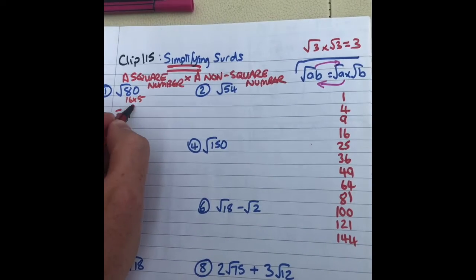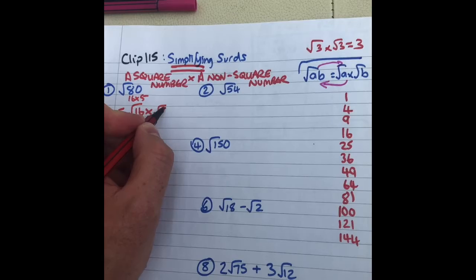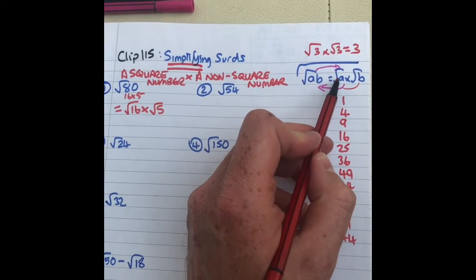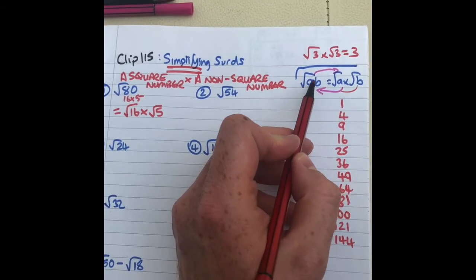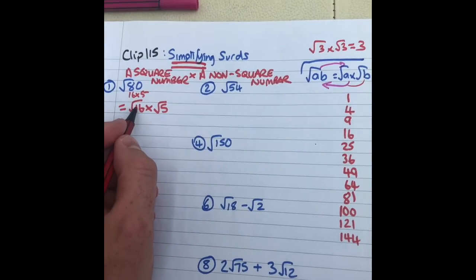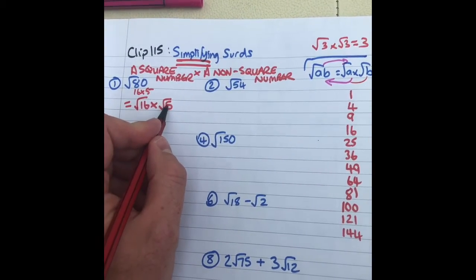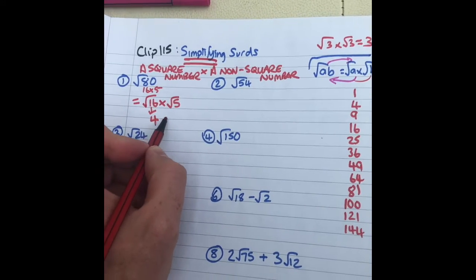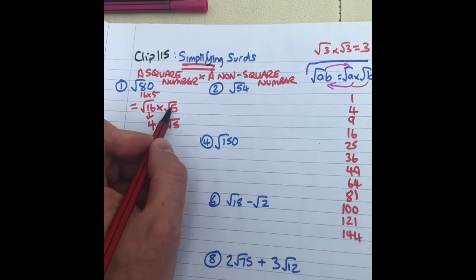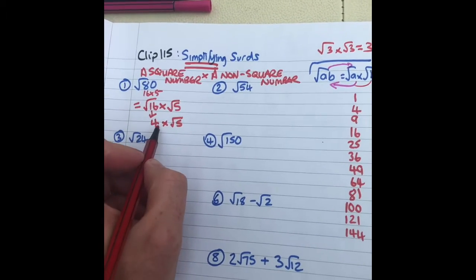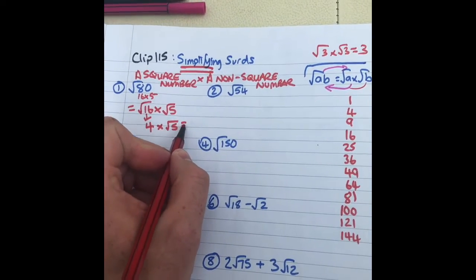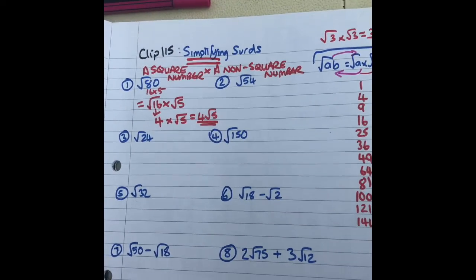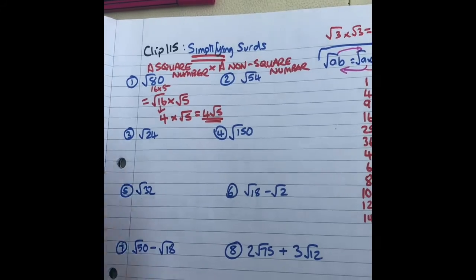So therefore, using this rule again, root 80 is the same as root 16 times root 5, the two numbers split up. Now we know 16 is a square number, 5 isn't. Root 16 is 4, so we're left with 4 root 5. Remember, you can't do anything with this, it's irrational, it's not a square number. So the answer to that question is 4 root 5. Once you get the hang of these they are quite easy to do and quite fun.